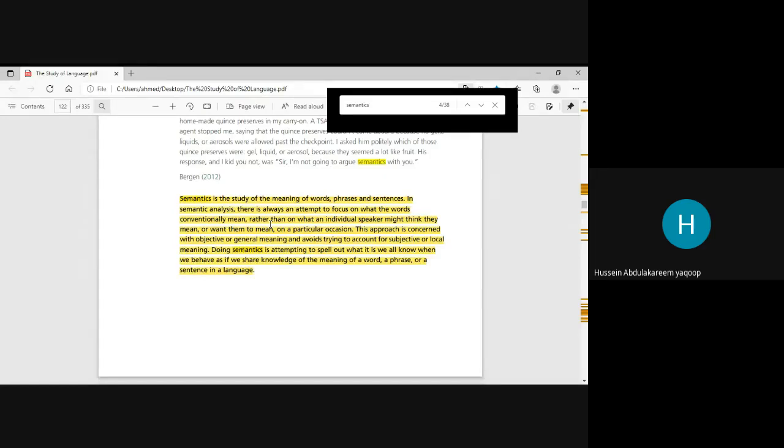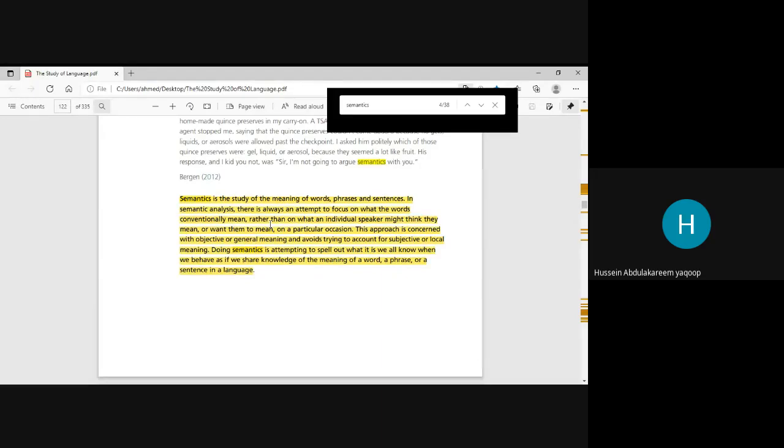But when we are involving subjectivity, the opposite of objectivity, we now try to involve our own feelings towards what the sentence meaning is in general. If I give you an example, like Ali is not in the class. Ali is not in the class.